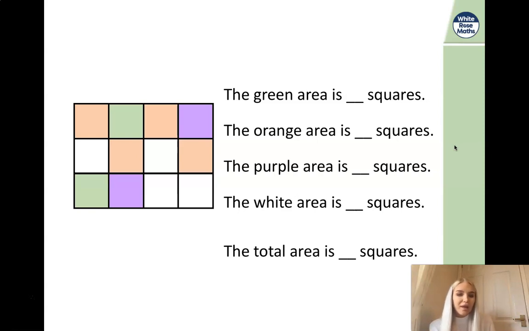Okay, I have got another rectangle here, but this time there are different coloured squares. We want to work out the area of each of the coloured squares individually, and then we want to work out the total area. I would like you to pause the video and see if you can finish off these sentences, please. Off you go.